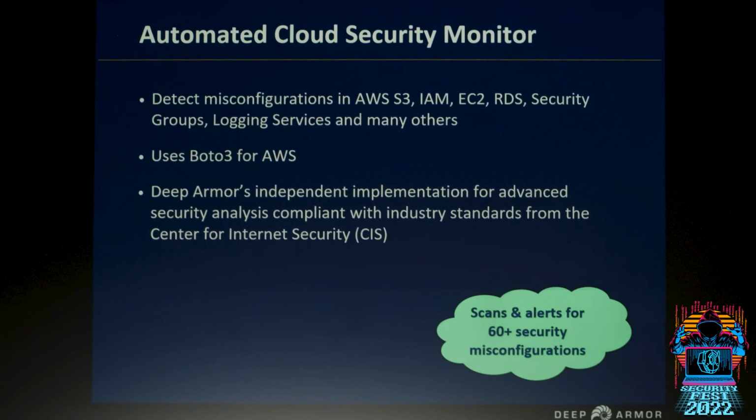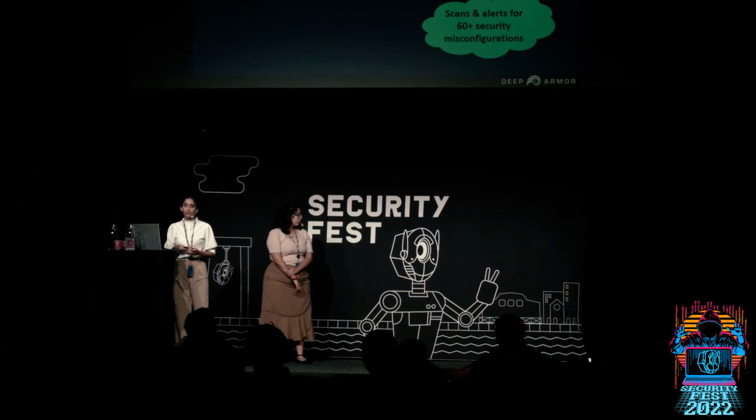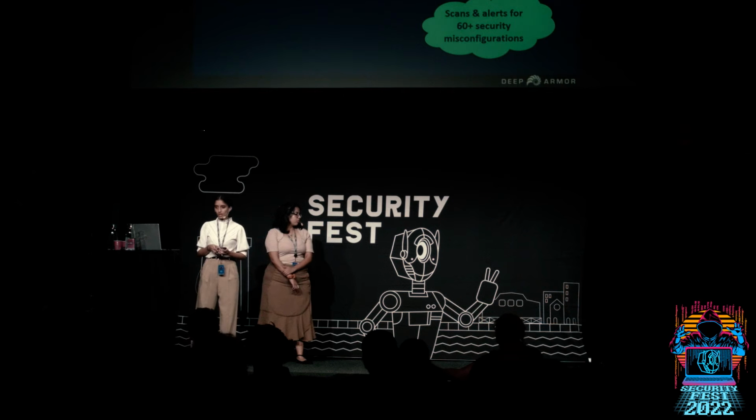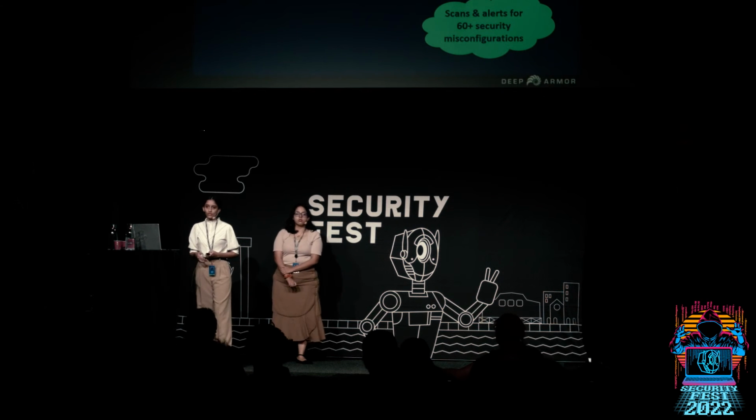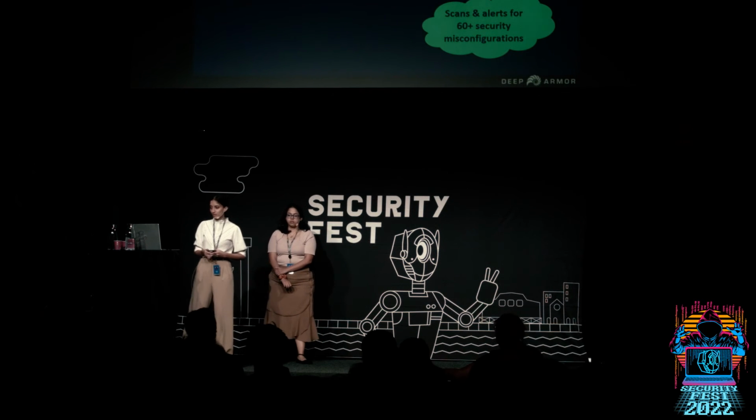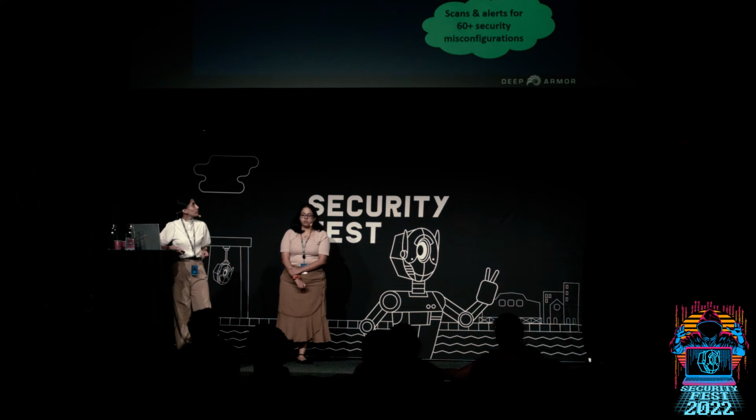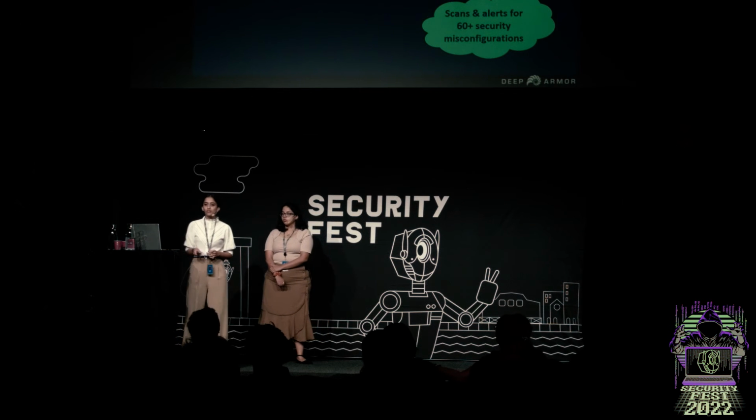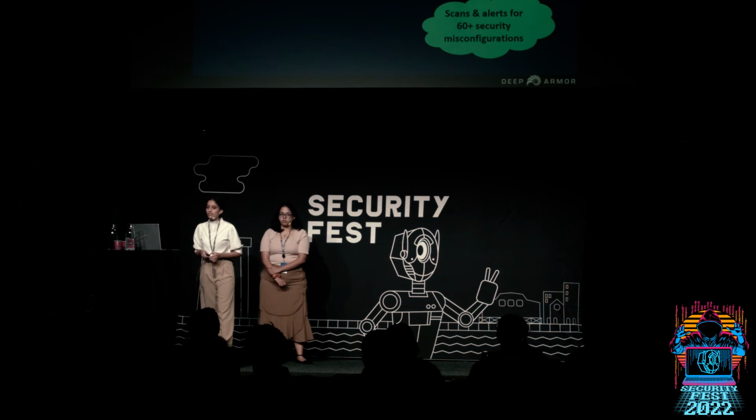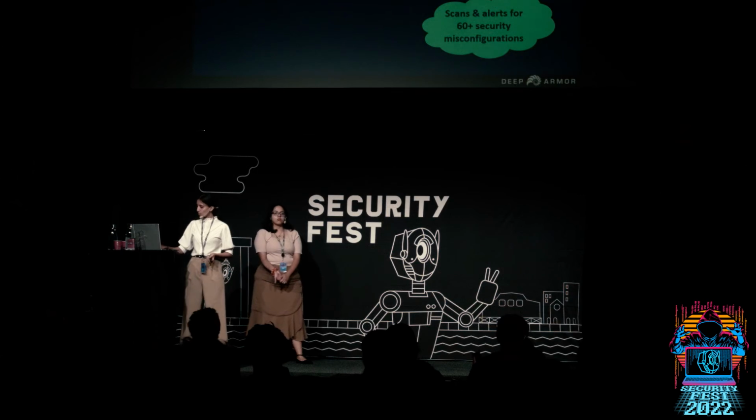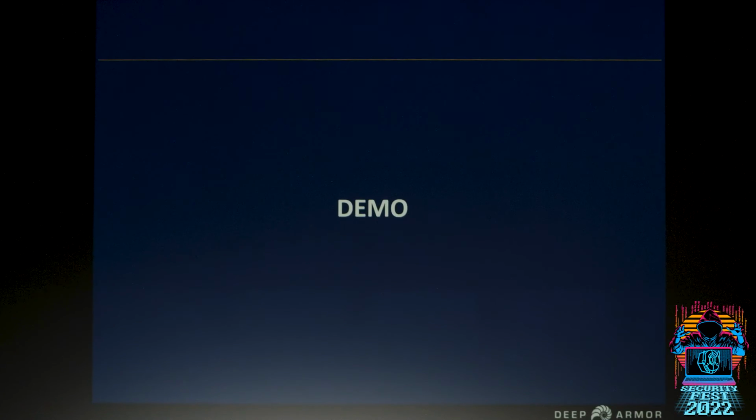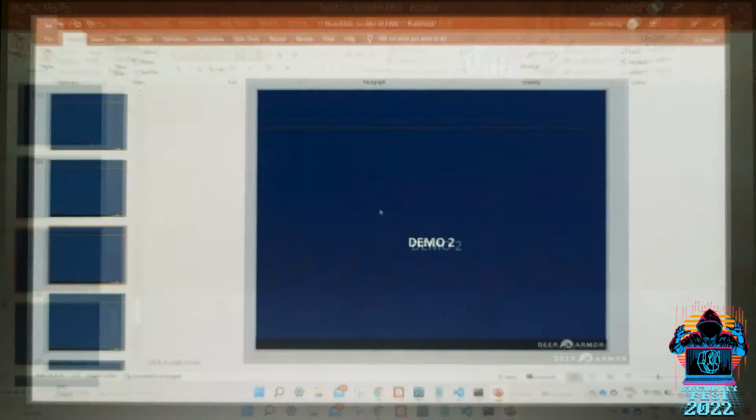So this tool detects misconfigurations in your AWS services such as S3, EC2, and many other services. It uses the Boto3 SDK for connecting to your AWS account. And as of now, we are able to scan for 60 plus misconfigurations and report the same. So let's look into our demo on how our tool works.